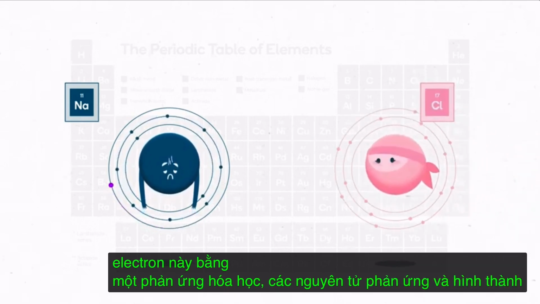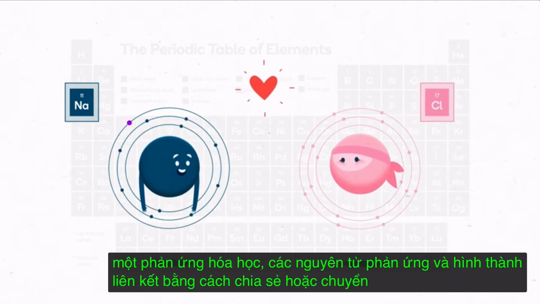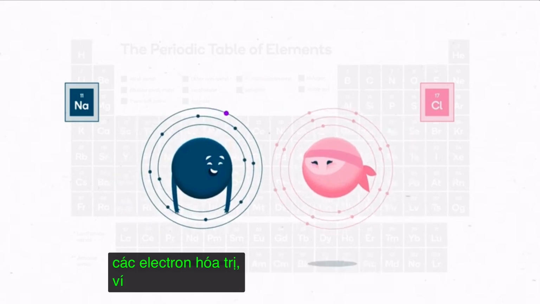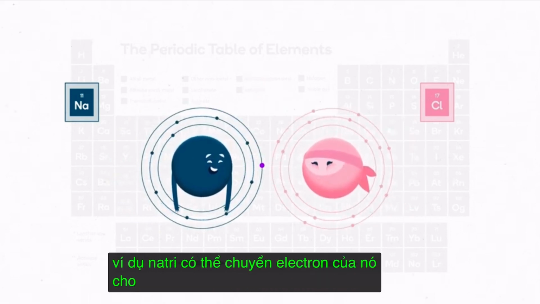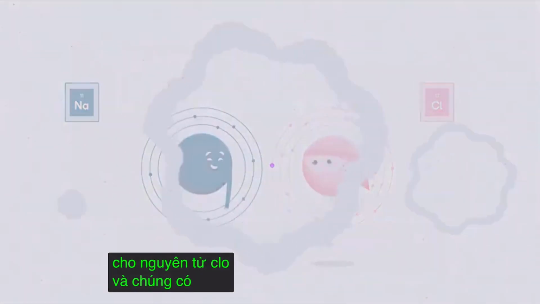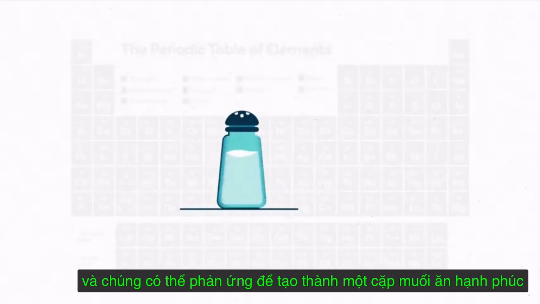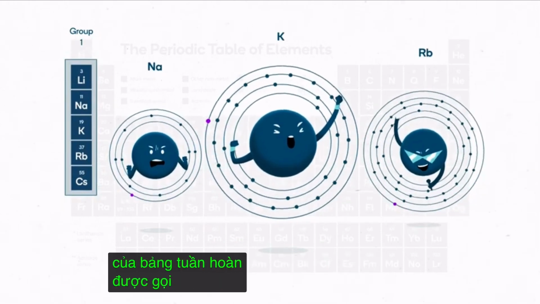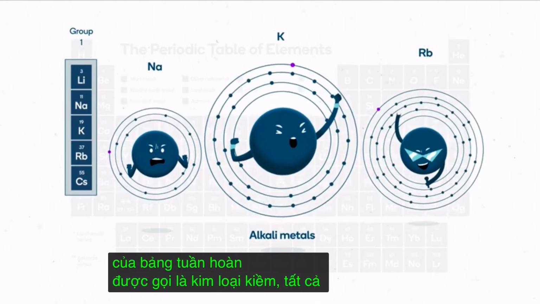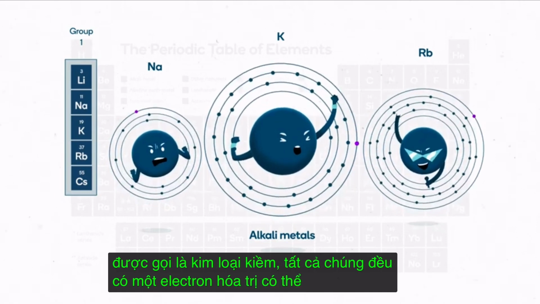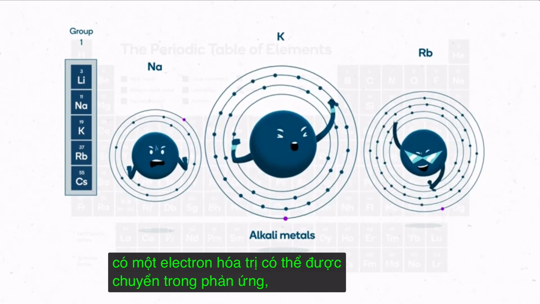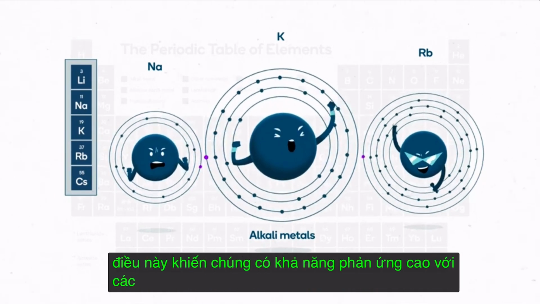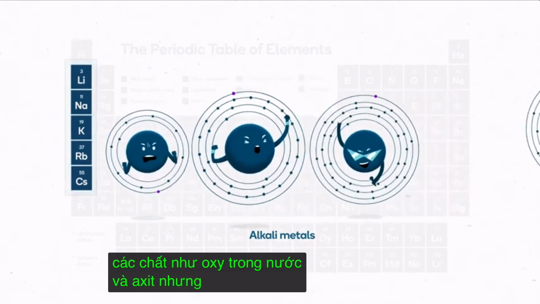Atoms react and form bonds by either sharing or transferring valence electrons. For example, sodium can transfer its electron to a chlorine atom, and they can react to form a happy couple, table salt. Sodium and the other elements in group 1 of the periodic table are known as the alkali metals. They all have 1 valence electron that can be transferred in a reaction. This makes them all highly reactive with substances like water, oxygen, and acids.